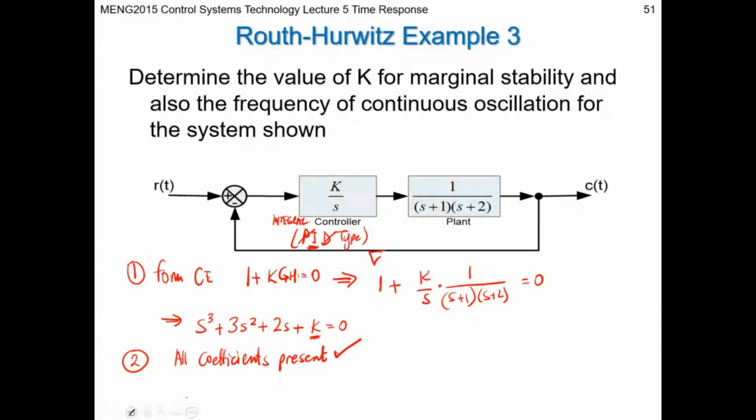Next criteria is, are all coefficients the same sign? And again, yeah, we've got a positive value for each coefficient. So we can say yes again. Okay, so carrying on with our characteristic equation.